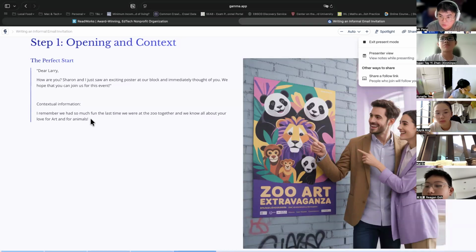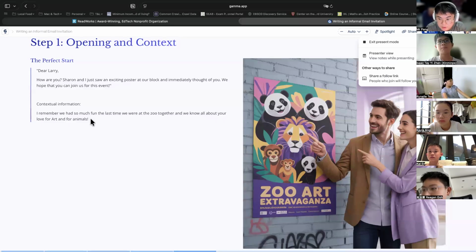So why am I asking you to join this event with us? Because I know that we had a lot of fun together. You love art and you love animals, right? So that's all from the contextual information, and that's part of the purpose statement as well. Everybody following so far? Notice that I'm using all the information that's given to me. I've not let a single shred of information go to waste.